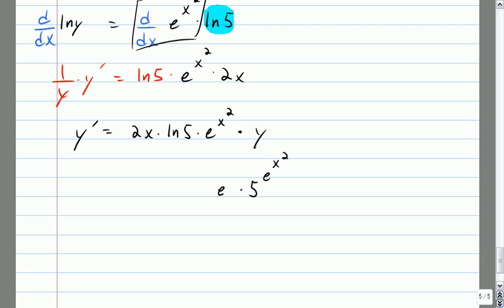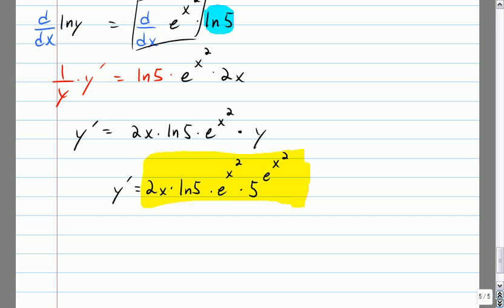Yeah, you could simplify it a little bit, but that's not the focus right now. There you go, there's y prime. There's your slope finder. You would use that equation to find the slope of any of the tangent lines along y.